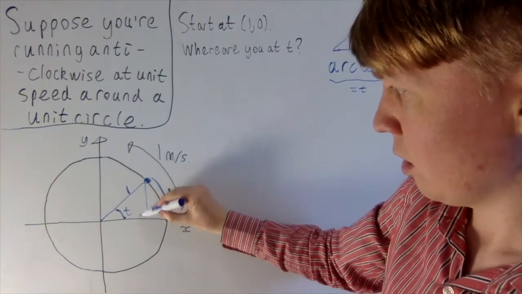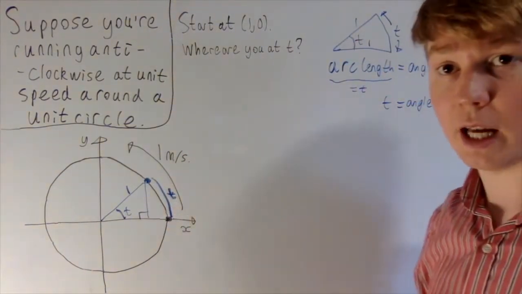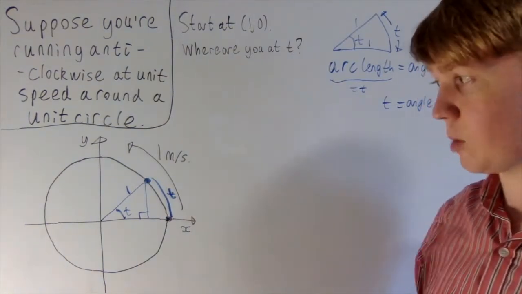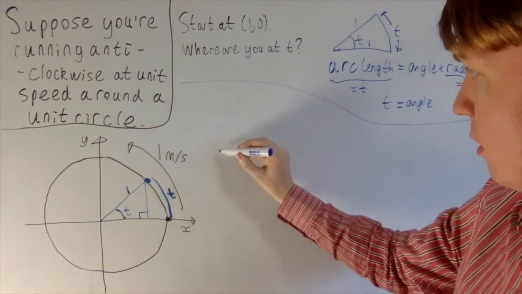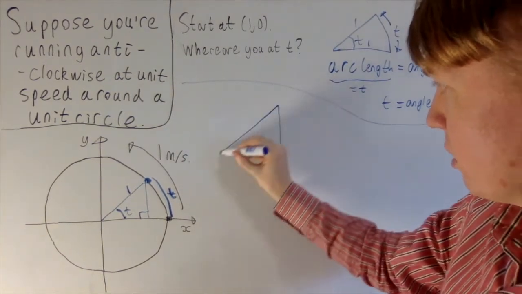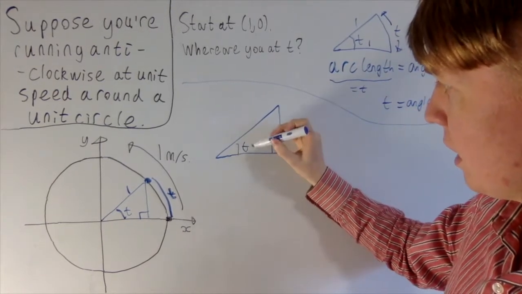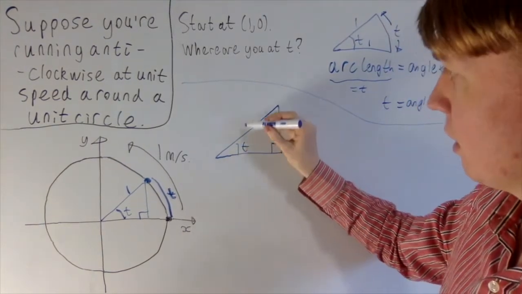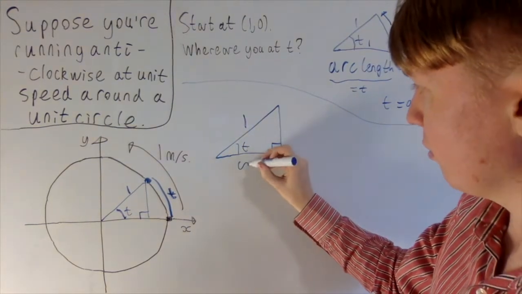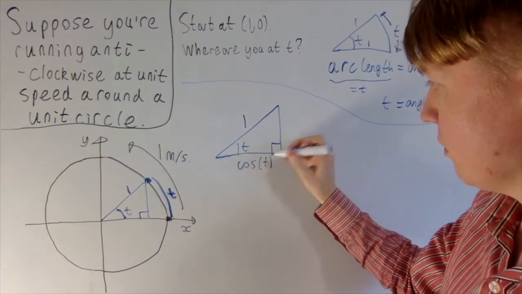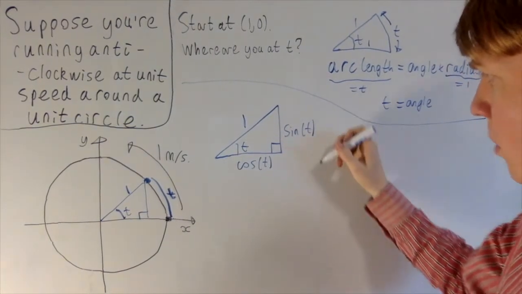This is really useful because now I can work out our position in terms of our x and y coordinates at time t using this little right angled triangle. So let me just draw this out again for us. You've got a right angle, you've got a t here for this angle, and then your hypotenuse is 1. So this means that your length along here is cos of t, your height here is sine of t.